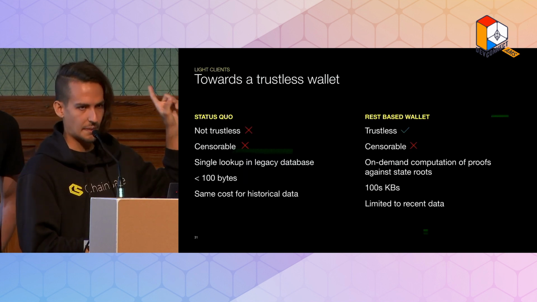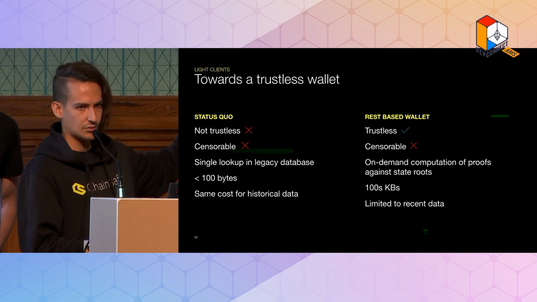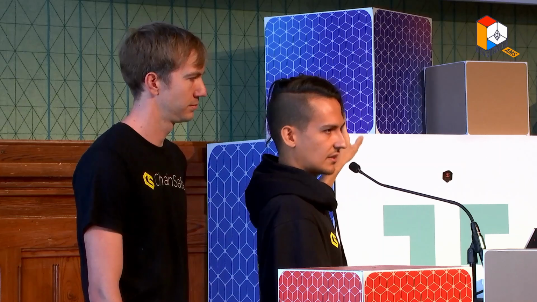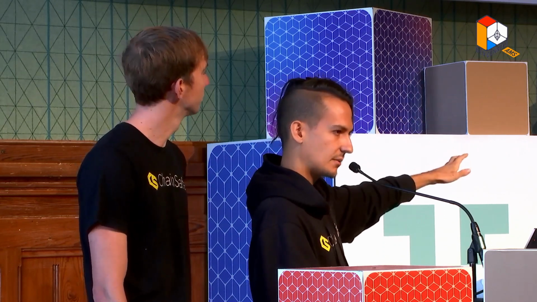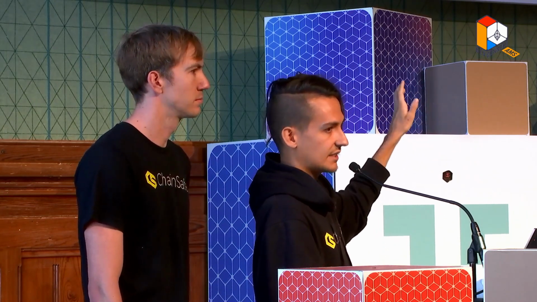My point is, status quo: censorable, not trustless. We can go to the right, and we are still censorable, but we are trustless. This is significantly better.